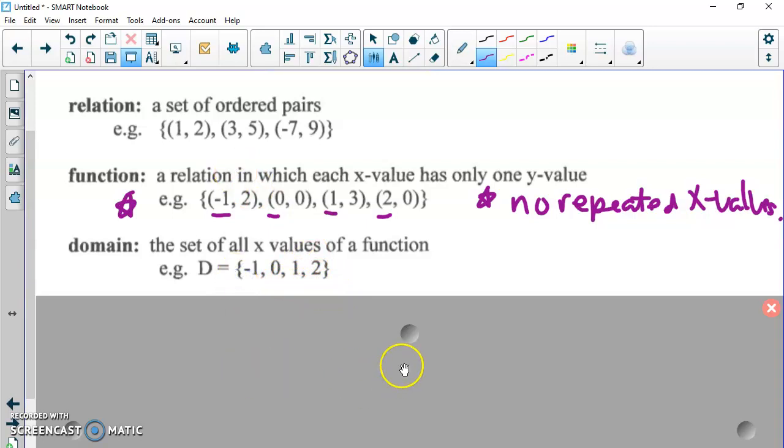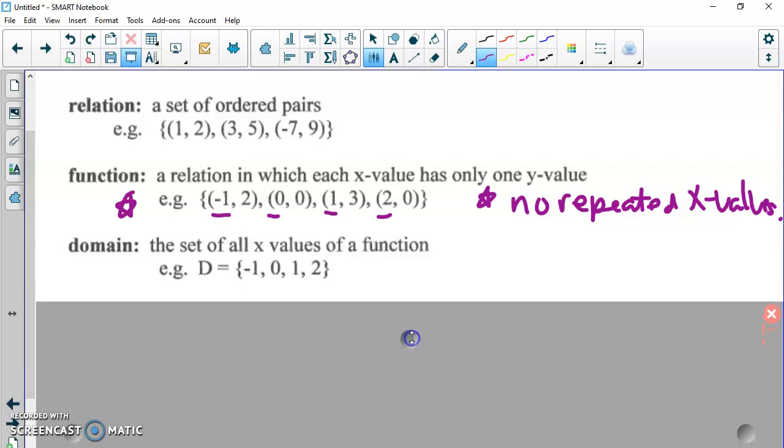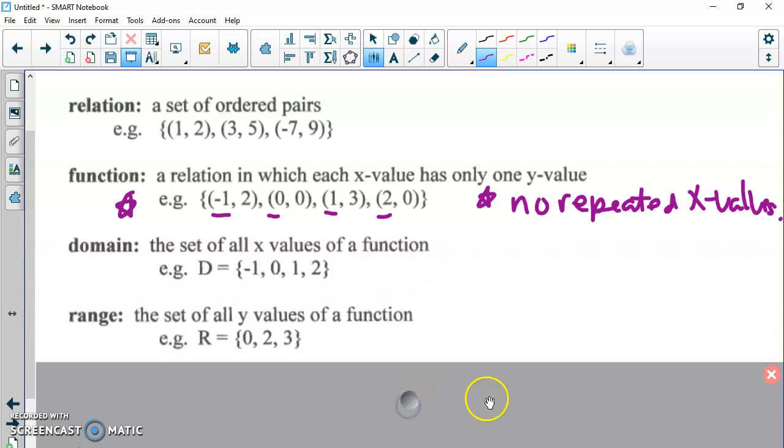The range. The range is your outputs, the y values. So in this case, our range is 2, 0, 3, 0, and it is okay that we have a repeat in y values. That is allowed. So our range, in this case, just writing them in least to greatest, we had 2, 0, and 3, and 0 was repeated. You don't need to write 0 twice, and then 2 and 3. So the set of all y values.